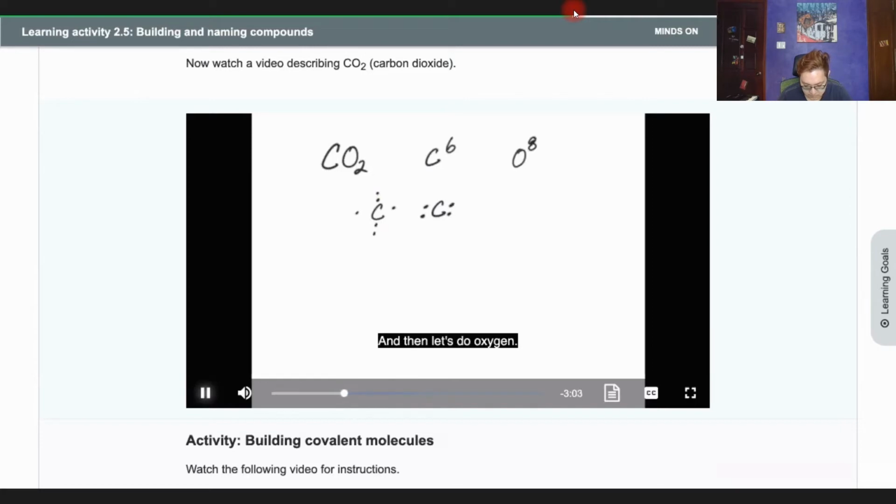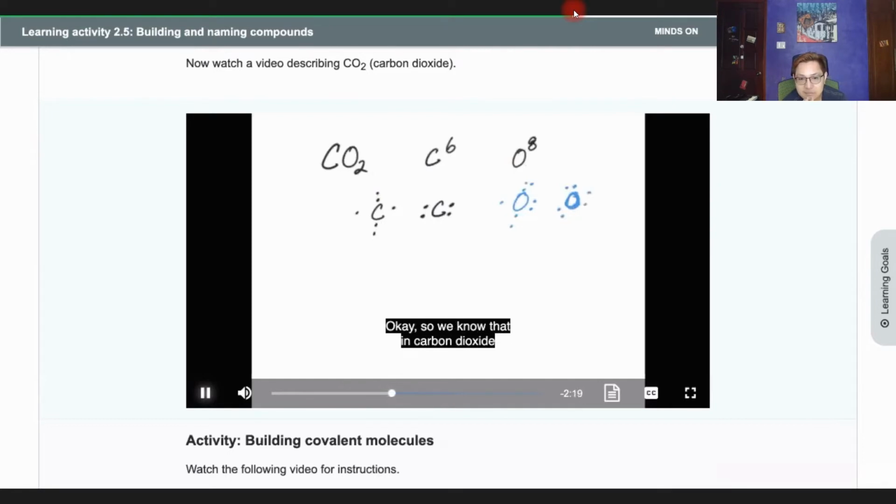And then let's do oxygen. Oxygen has 8, so 1, 2, and then 3, 4, 5, 6, 7, 8. If I draw the Lewis dot diagram, I've got oxygen, and it just has 1, 2, 3, 4, 5, 6 in that outer shell. So let's do 1, 2, 3, 4, 5, 6, like that.